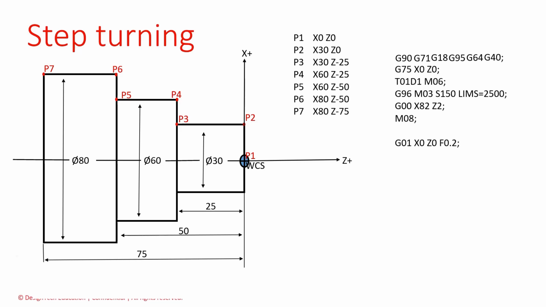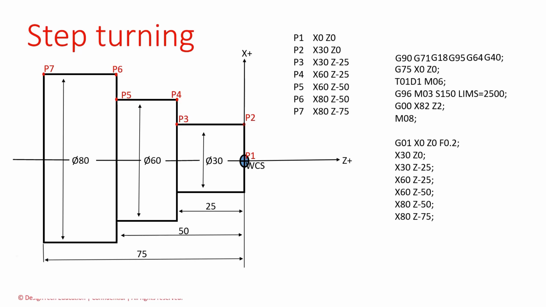The second point value is X30, Z0. The third point value is X30, Z-25. The fourth point value is X60, Z-25. The fifth point value is X60, Z-50. The sixth point value is X80, Z-50. The last point value is X80, Z-75. Shaper values are completed. Next, footer.